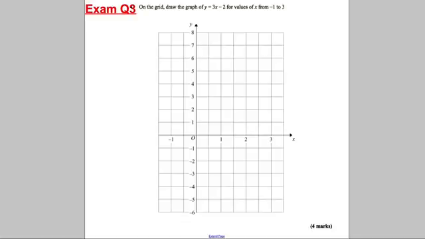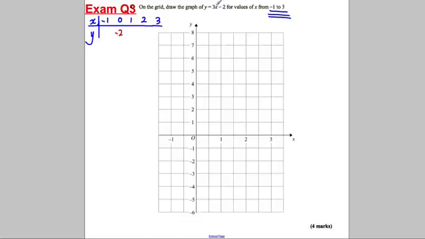Okay, we're not given a table here, but we're asked to do our x from -1 to 3. So let's draw ourselves a little table, why not? There's our x and there's our y. We're going -1, 0, 1, 2 and 3. And we're doing our y numbers. So let's start with 0. 3 times 0 is 0. Take away 2 is -2.